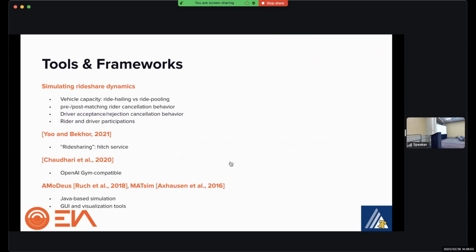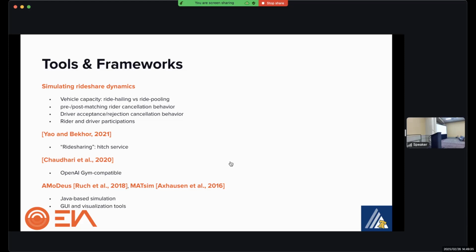And to simulate rideshare specific dynamics, there are a few important aspects to cover. This work from Yao and Becker, they laid out the detailed design of a rideshare simulator. Although the application is a hitch service, strictly speaking, so it's a very specific type of ride sharing where the driver is actually also a rider itself. The design actually can easily generalize to regular ride sharing as well. And the work from Chowdhury and team offers an OpenAI Gym compatible environment.